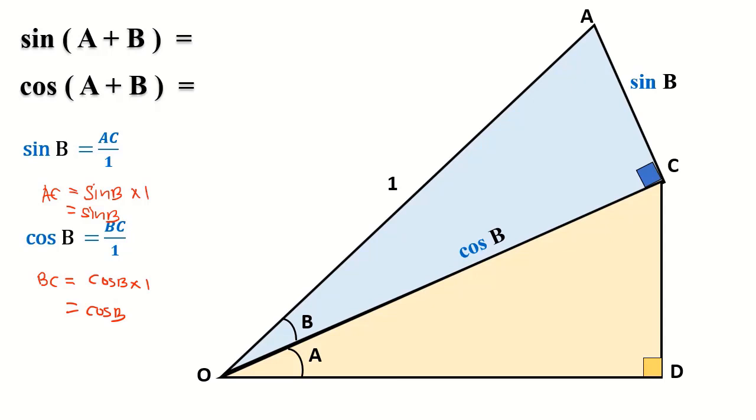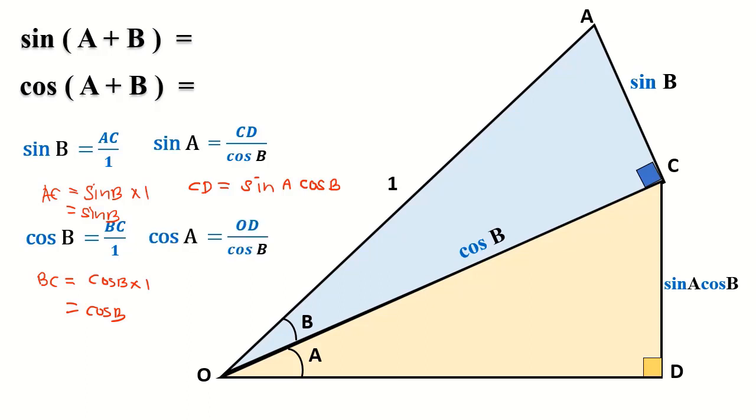Now we look at the triangle OCD. We have the sine of A equivalent to CD over cosine of B. So we solve for CD: you have CD as sine of A multiplied with cosine of B. And finally, we have the cosine of A equivalent to OD over cosine of B. So your OD is cosine of A multiplied with cosine of B.